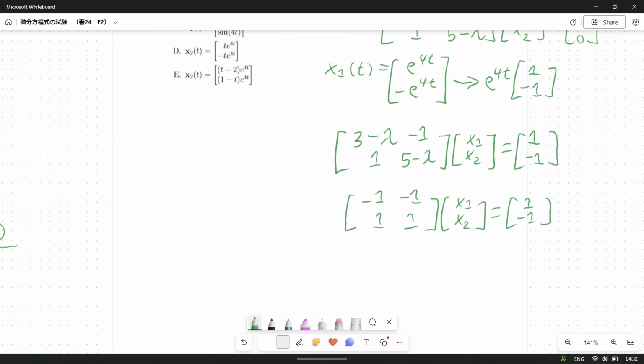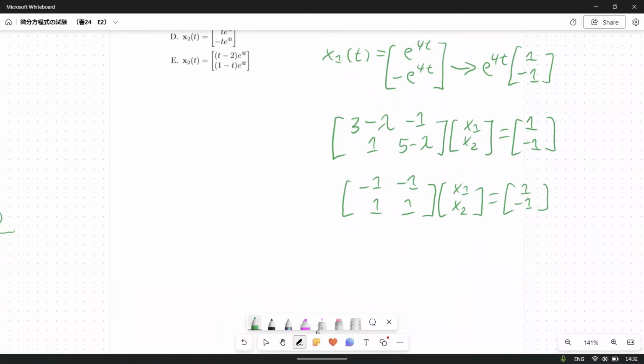And I'm going to use the bottom row for this just because I like having positive numbers. It's just my own personal thing. So when you do that, you end up with x sub 1 plus x sub 2 is equal to negative 1.